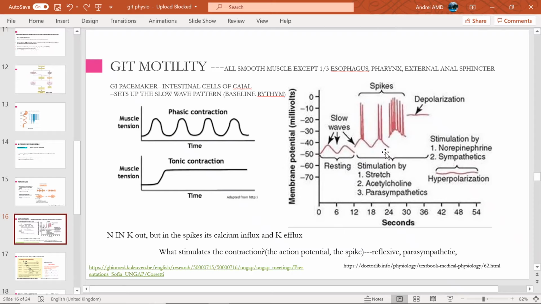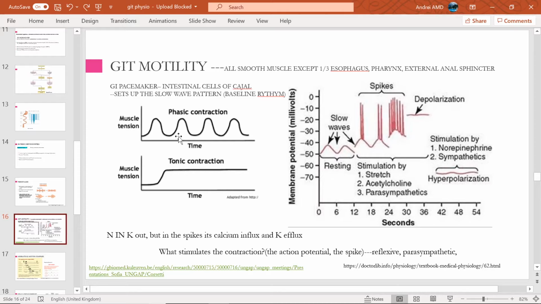And also for contraction, you think it was just this, but actually there's two kinds of contraction. This is important. There's tonic contraction and phasic contraction. The difference is tonic contraction is contracted all the time, whereas phasic contraction contracts, releases, contracts, releases, contracts, releases. And why? This is more for mixing.